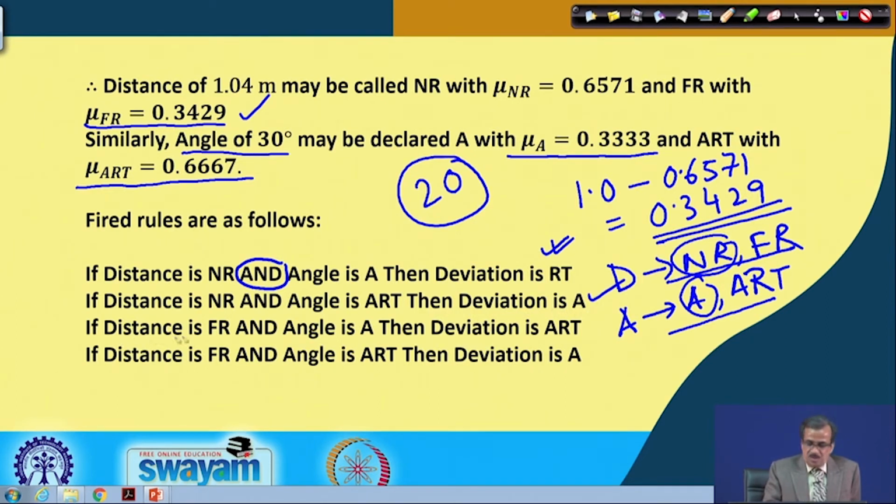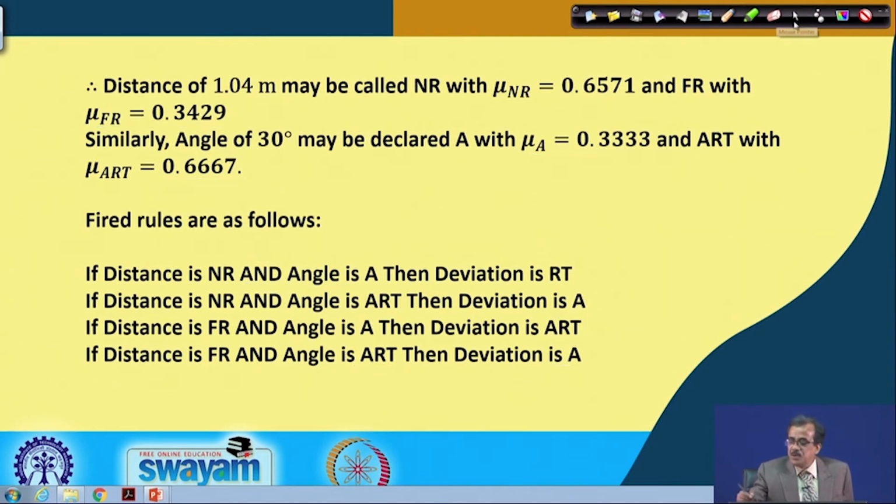Then comes the third fired rule. So, I will have to use this particular FR along with A. So, if distance is far, that is FR, and angle is A, that is ahead, then deviation is ahead. So, this is the third fired rule. Then comes the fourth fired rule. If distance is FR and angle is ART, then the deviation is A. So, as I mentioned, there could be a maximum of 4 fired rules out of the 20 rules. So, these 4 rules could be fired.